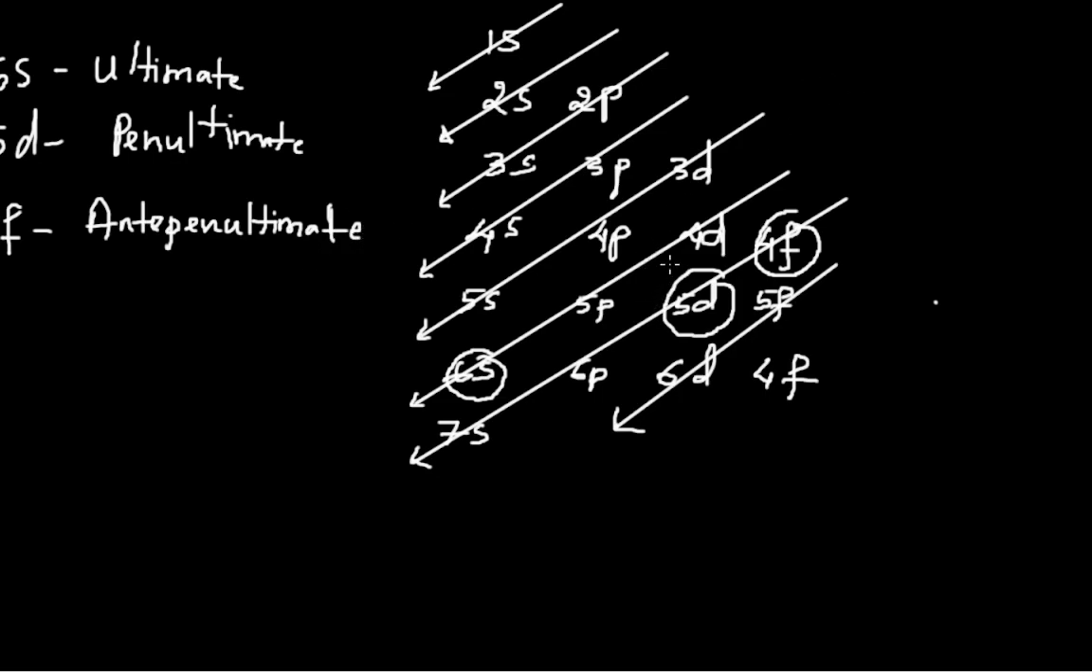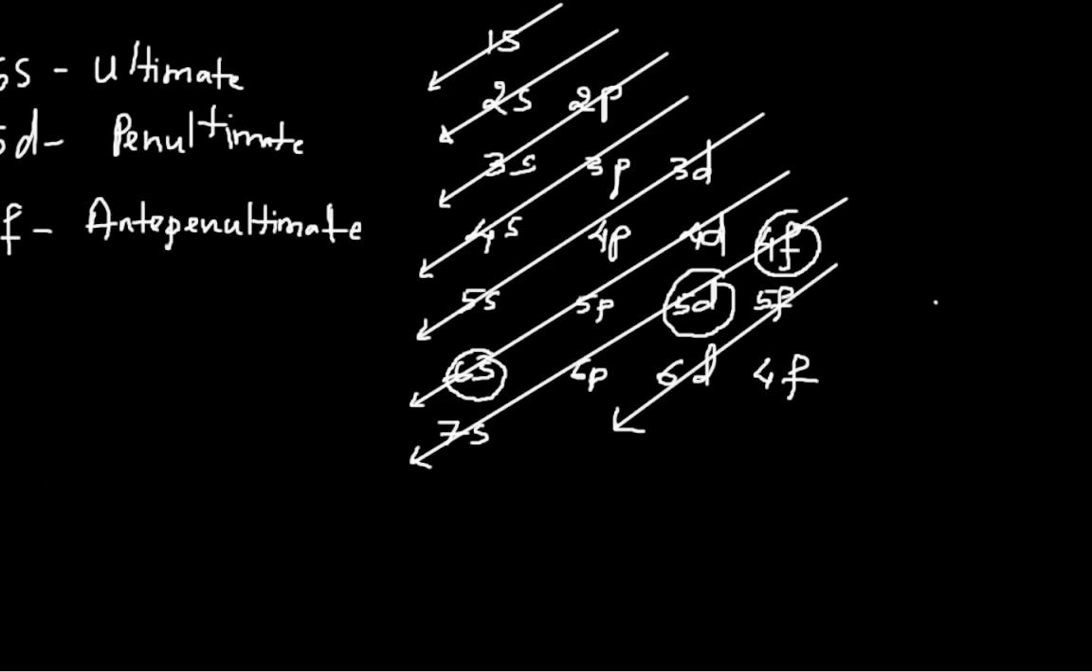Why? This ultimate, penultimate, anti-penultimate is not based on the filling up of electrons. It is based on the distance from the nucleus. Even though these are filled later after 6s, 6s is further away from the nucleus. That is why this will become the ultimate energy level. Simple, there should not be any confusion. Okay, this is about point 1.